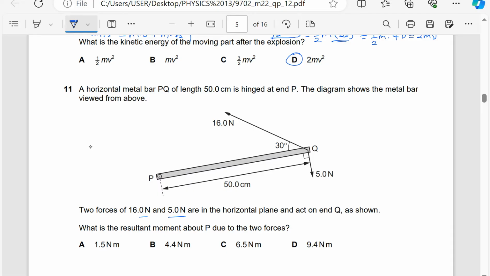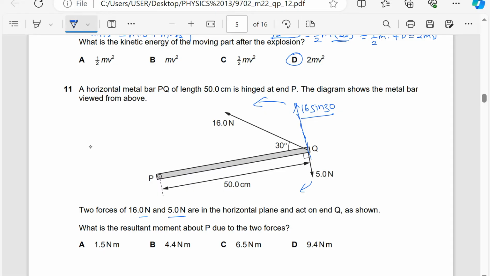So I'm going to resolve this. The easiest way would be to resolve the 16 Newton force in this direction here, so that the perpendicular distance will be the same. It will be 50 centimeters. So this is going to be 16, using 30 degrees, that is 16 sine of 30. So I'll use 16 sine 30 and a distance of 50, and this will be causing anti-clockwise. 5 newtons with a distance of 50 will be causing a clockwise moment.